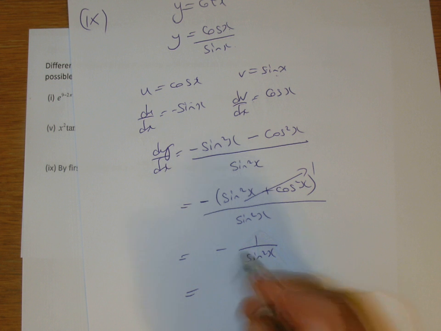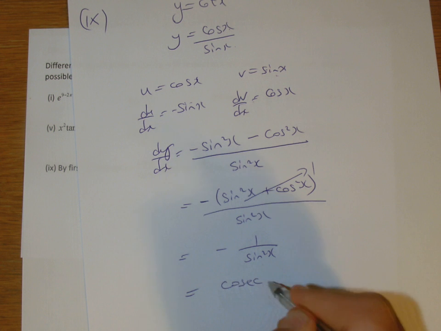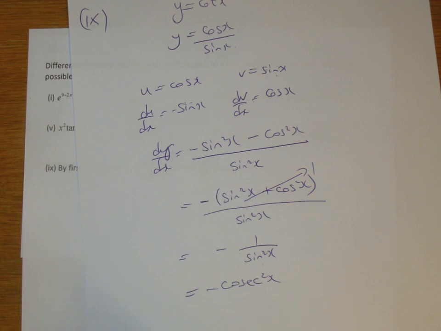Now 1 over sine is cosec. 1 over sine squared will be cosec squared x, and of course there's a minus in front. So we get our solution.